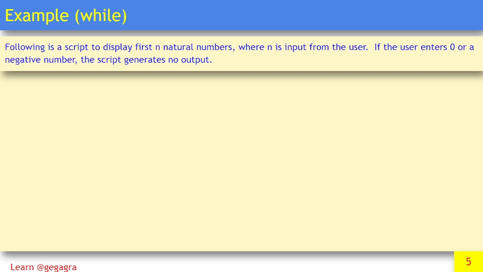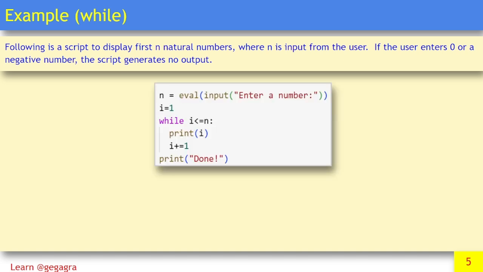So following is a script that displays n natural numbers where n is the input from the user. If the user enters 0 or a negative number, the script generates no output. Let's see the script. So this is the script. So here n is equal to eval input enter a number, and suppose I am giving 5 here. Then in the next statement i is set to 1, means the first value of i becomes 1, and I am initializing i as 1.